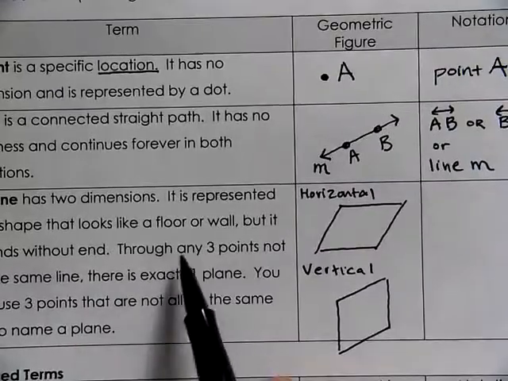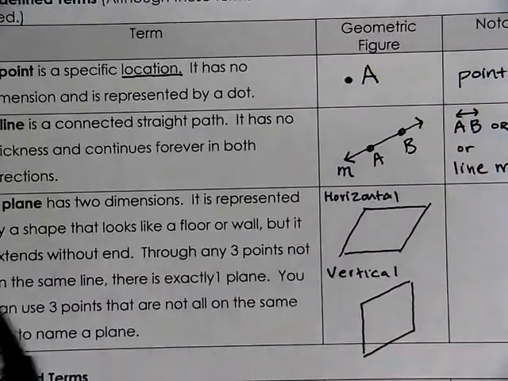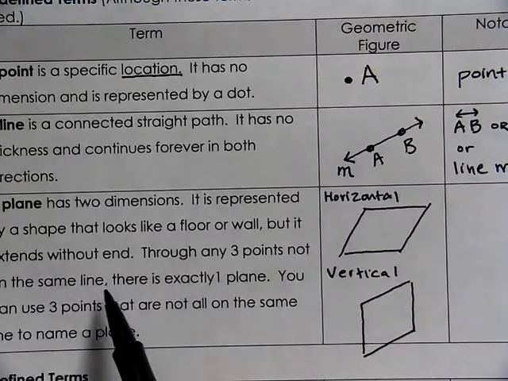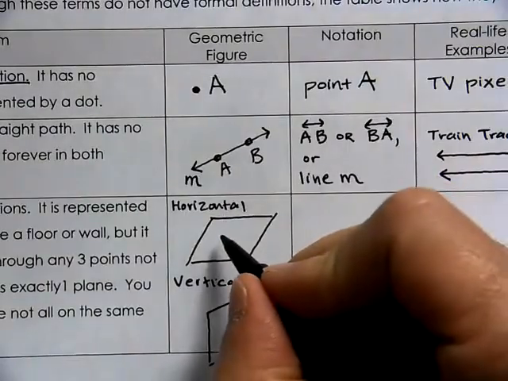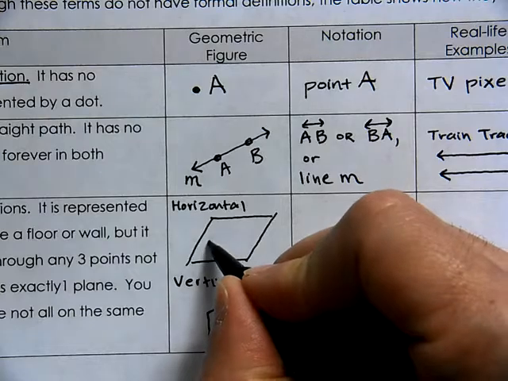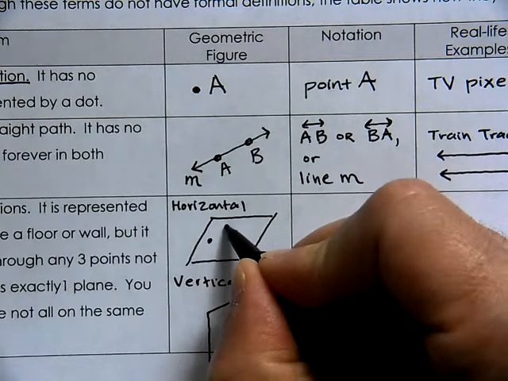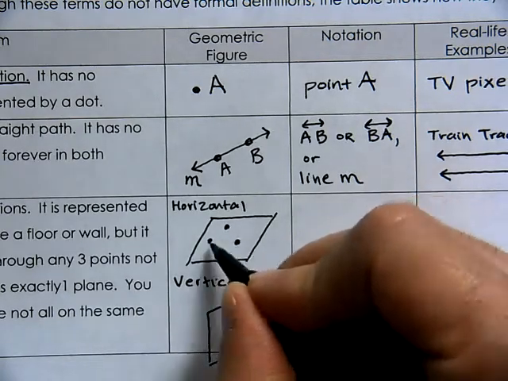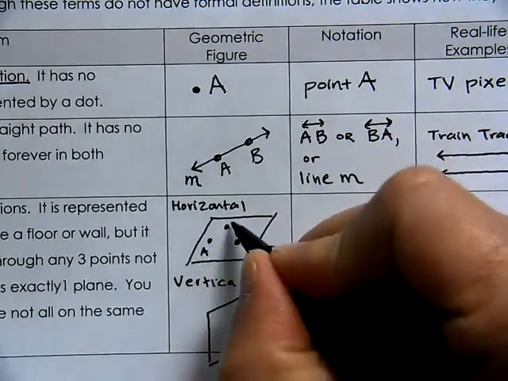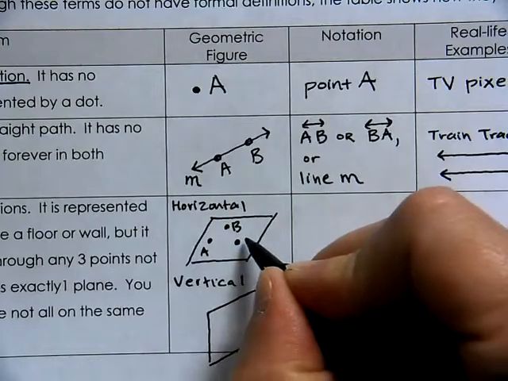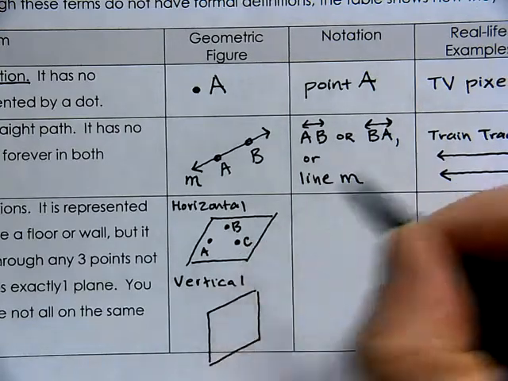So, through any 3 points not on the same line, there's exactly one plane. So we need 3 points not on the same line. So we're going to scatter them around. So here's 1 point, here's a second, here's a third. Now if it's a point, it has to have a letter. So give it a capital letter next to each location. So there's point A, point B, and point C.